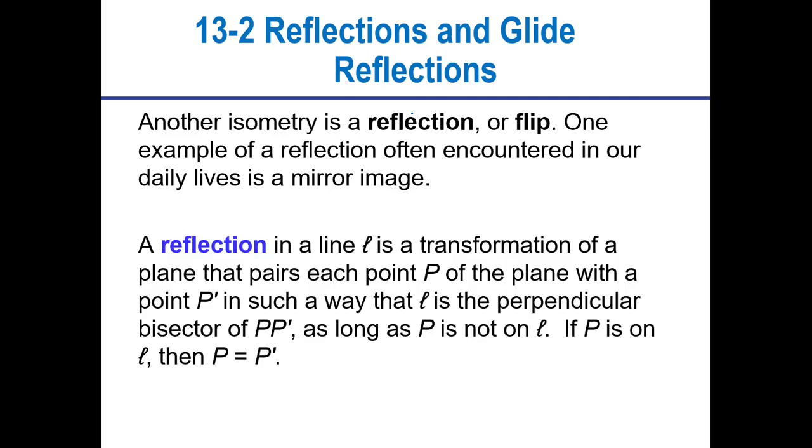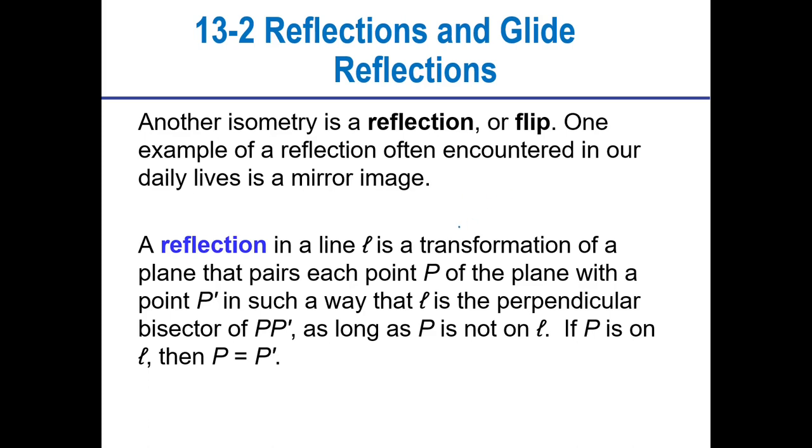A reflection in a line L is a transformation of a plane that pairs each point P of the plane with a point P prime in such a way that L is the perpendicular bisector of the segment PP prime, as long as P is not on L. If P is on L, then P equals P prime.